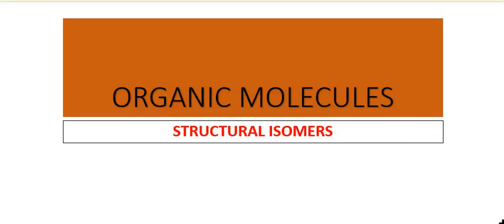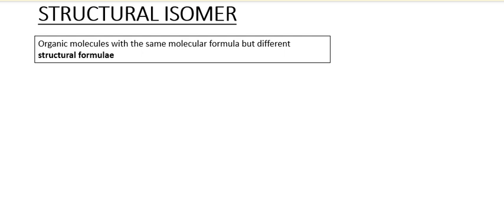Hello, great wives. We are on organic molecules, structural isomers in particular. So let's quickly do the structural isomers. Structural isomers are defined as organic molecules with the same molecular formula but different structural formula. So you can underline that they have the same molecular formula but different structural formula.